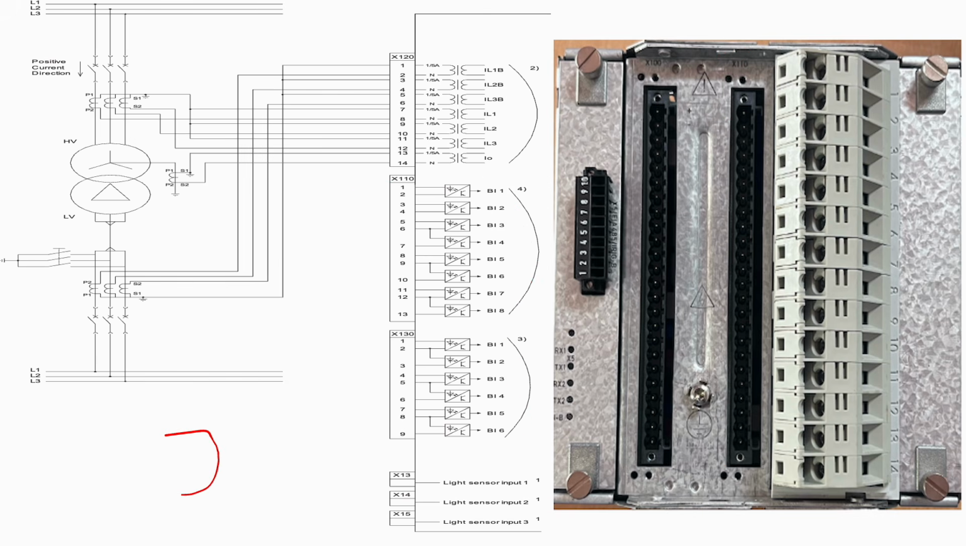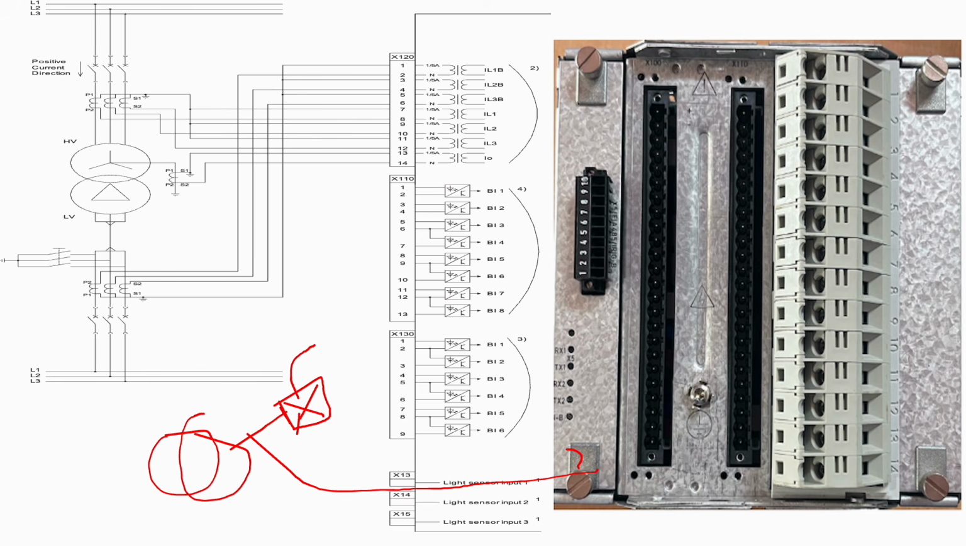Suppose this is our transformer and this transformer is connected with the breaker, and this is our differential relay to protect the transformer. So if I wish to know whether my breaker is on or off, how can I get it?